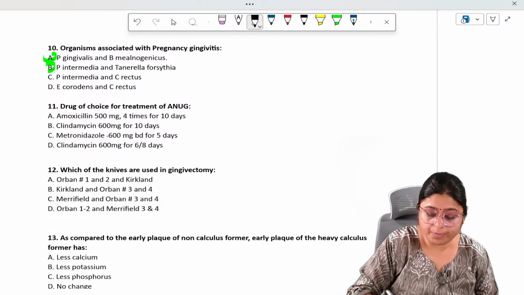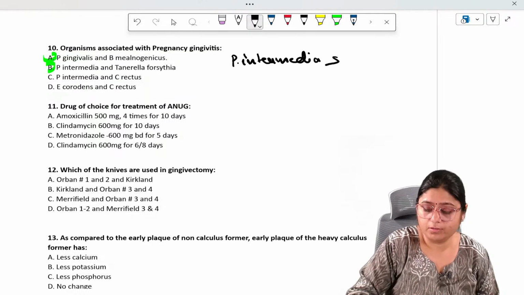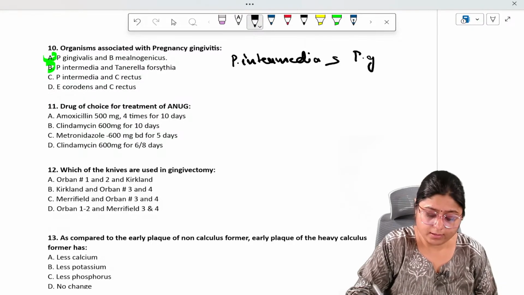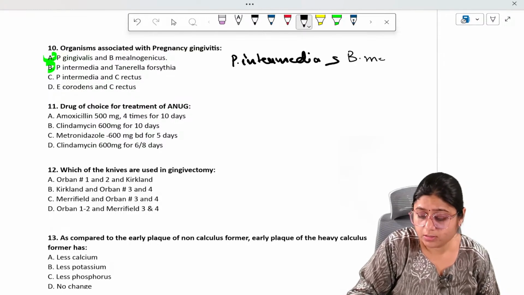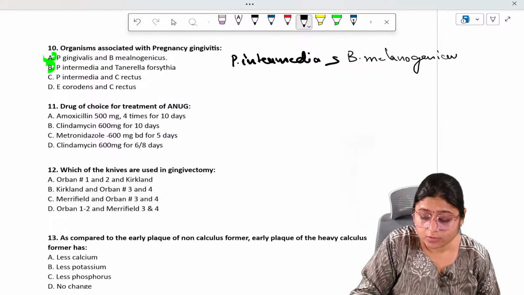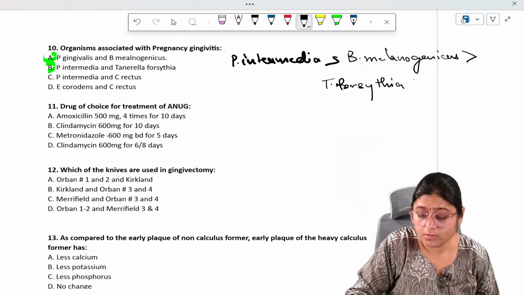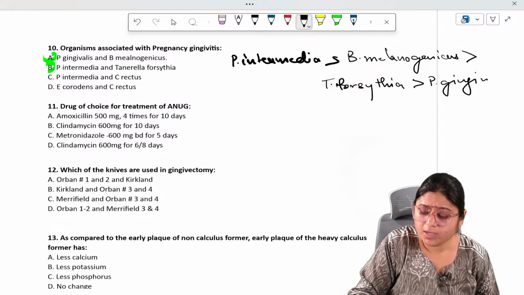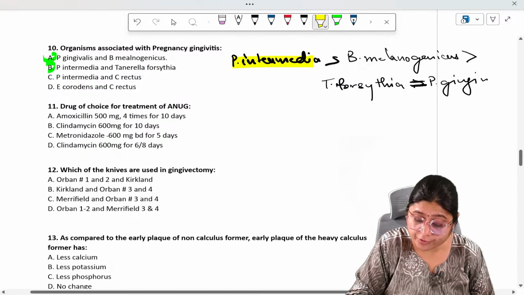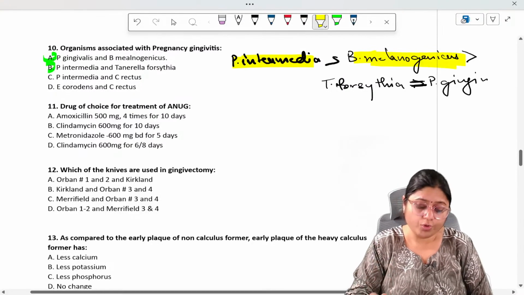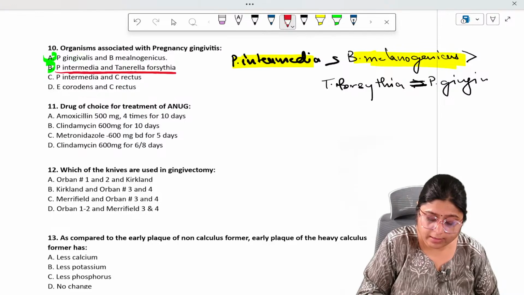So the order which you need to remember is Prevotella intermedia should be given more preference than Bacteroides melaninogenicus, which should be given more preference than Tannerella forsythia. Then P. gingivalis. Okay, these can be equal, P. gingivalis and Tannerella forsythia, but Prevotella intermedia should always come first, and after that only Bacteroides melaninogenicus. So the first option which you will choose is Prevotella intermedia and Tannerella forsythia.